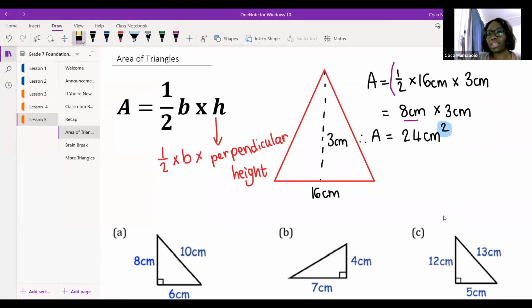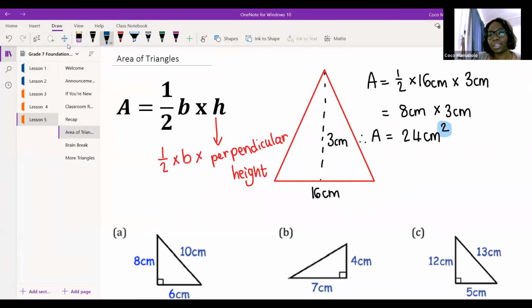Keisha says, my teacher taught me something different. Keisha, I need to hear, what did your teacher teach you? He said, we are calculating a triangle, you get the answer and divide it by 2. I am a little confused. Okay, it's exactly the same thing, Keisha, I promise you. Let me show you why.